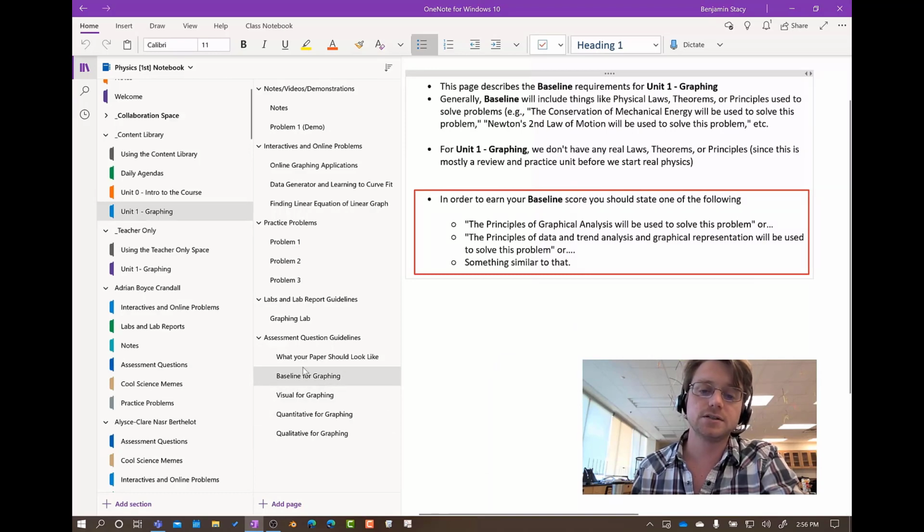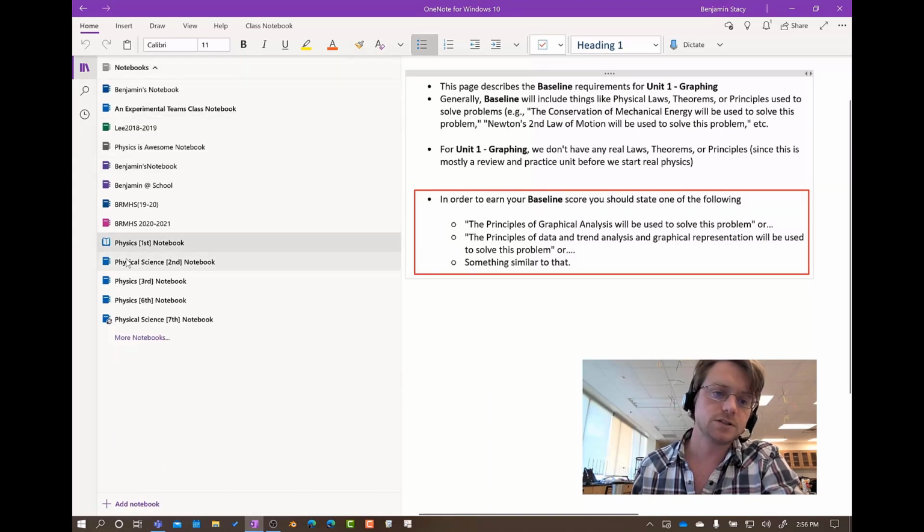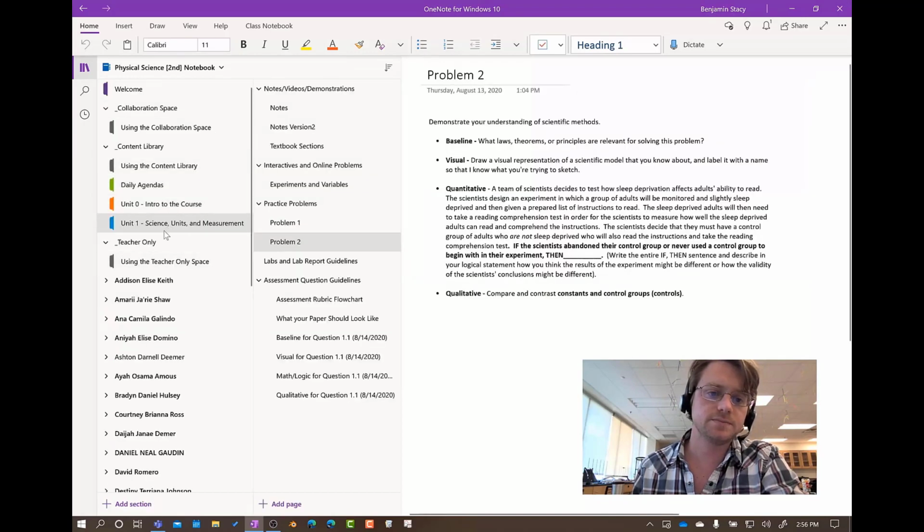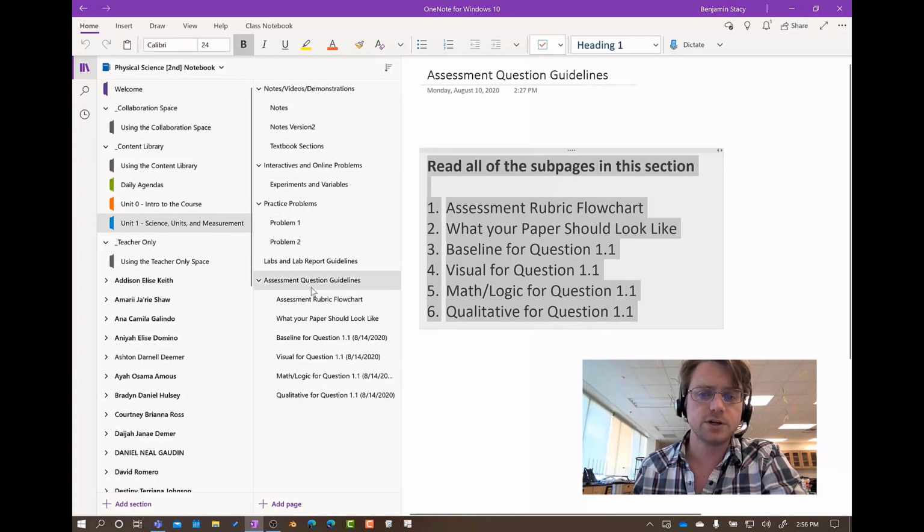For physical science, let's go to our second hour real quick. Same sort of setup as the other classes that I have. Content library. Here's our first unit on the nature of science, units, and measurement. This week the assessment question is primarily practice. Make sure we can upload it properly, and it's going to be about the basic nature of science stuff. So I go to my assessment question guidelines.